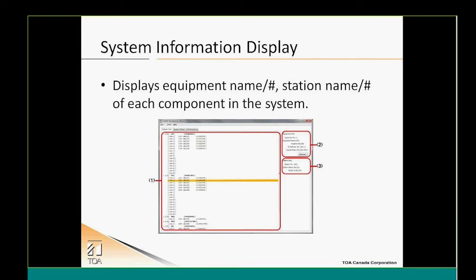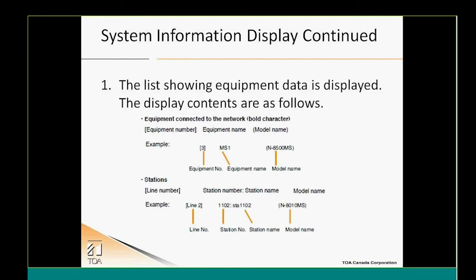System information display. This screen displays the equipment and station name and numbers of each component in the system. Section 1 from the previous slide displays the equipment data. The display contents are as follows.